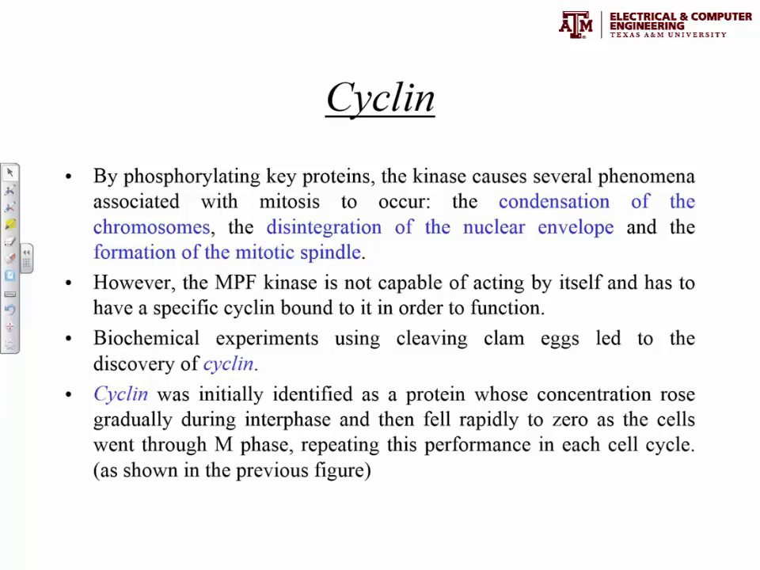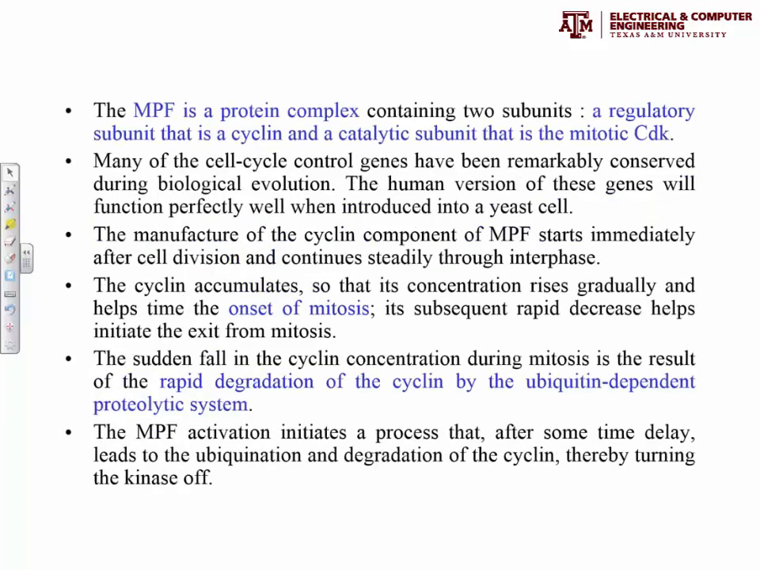Now, biochemical experiments using cleaving clam eggs, that means clam eggs that are dividing very fast, led to the discovery of cyclin. Cyclin was initially identified as a protein whose concentration rose gradually during interphase, and then fell rapidly to 0 as the cells went through M-phase. So this is like a timer. It's building up, like a capacitor getting charged, then discharged. So it does the timing, repeating this performance in each cell cycle, as shown in the figure earlier.